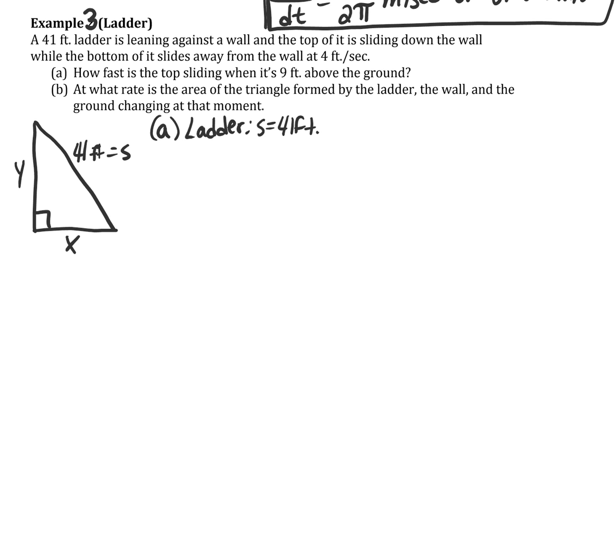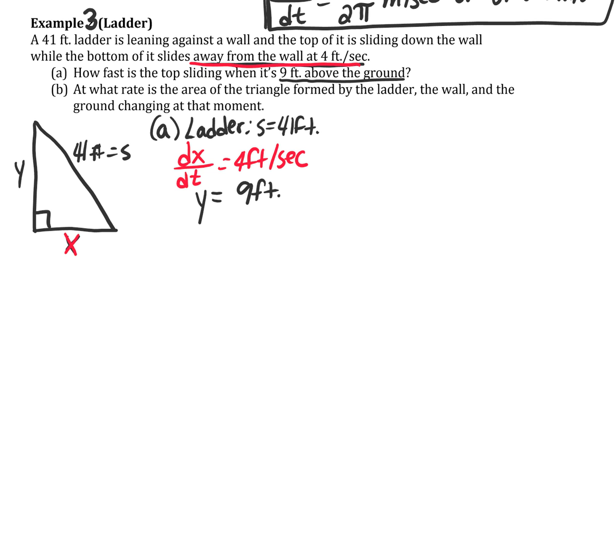It's sliding down the wall, or sliding away from the wall at 4 feet per second. So because it's going away from the wall at 4 feet per second, that's the X. So that's giving us dx over dt is 4 feet per second. And then the first question asks, how fast is the top sliding when it is 9 feet above the ground? So the 9 feet is giving us our Y value.